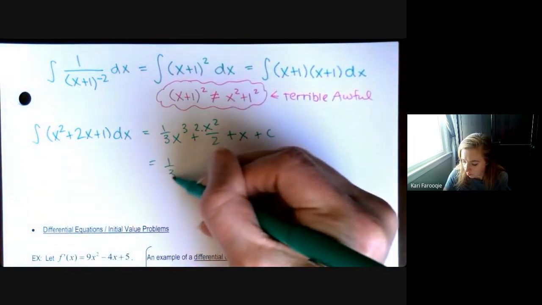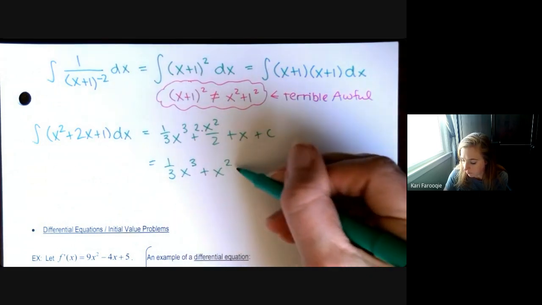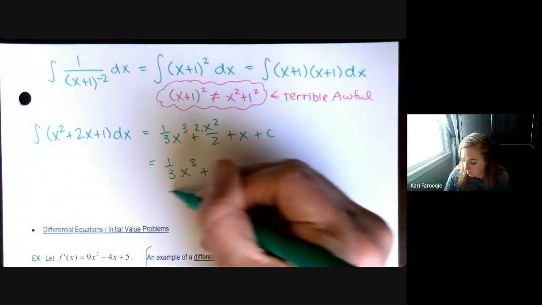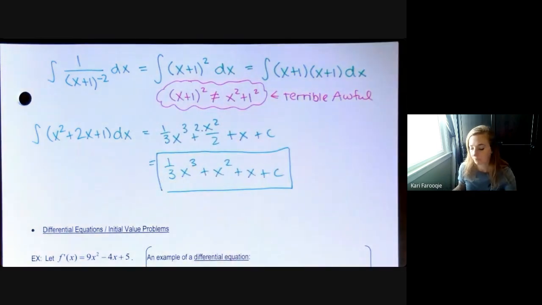And then we'll just simplify this. So the 2's will cancel, and you'll have x squared plus x plus c. Terrific.